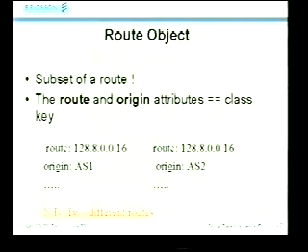Okay, what's the route object? It's a subset of a route, but it's not actually a route, as it were, itself. A route object is a subset of a route. The route and origin attributes are the class key. So here are two route objects, same address prefix, different origins, so there are two different routes. Okay, it's for multi-homing or whatever.